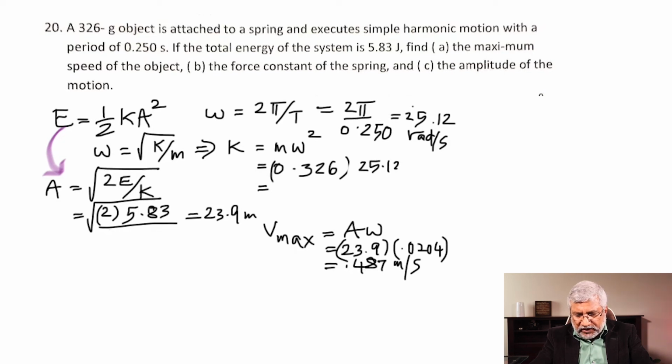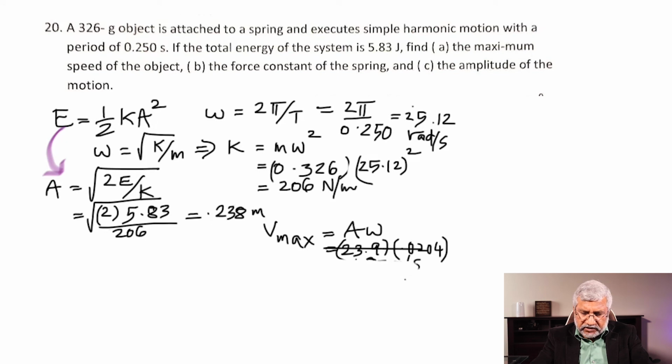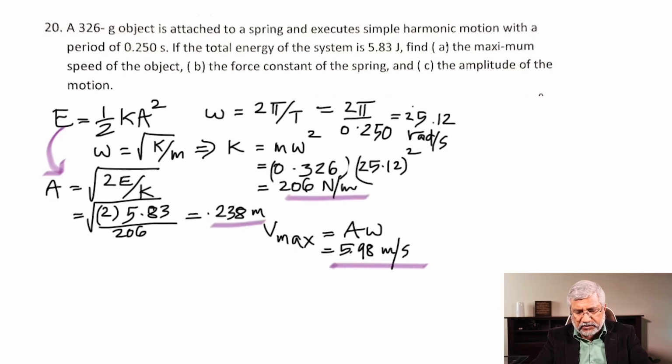So that's 25.12 squared. That's what I had. That comes out to be 206 Newton per meter. So that changes the amplitude. The amplitude is 0.238 meter. And so I'll have to redo that. That gives 5.98 meter per second.